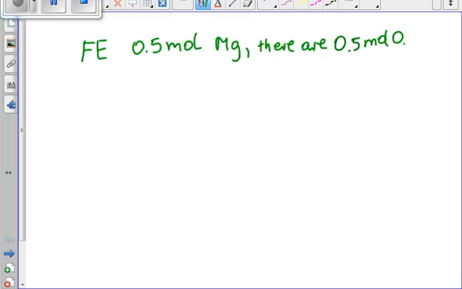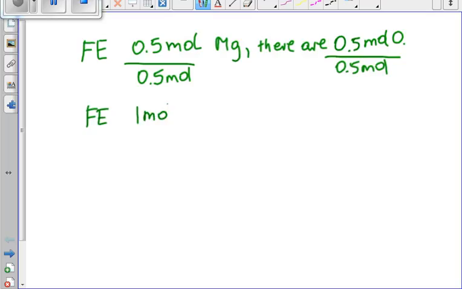None of the formulas that you will ever see will have decimals as subscripts, so we're going to have to reduce those. Since they're the exact same number, all we have to do is just divide it by the same exact number. And rewrite your for every statement. So for every 1 mole of magnesium, there is 1 mole of oxygen.